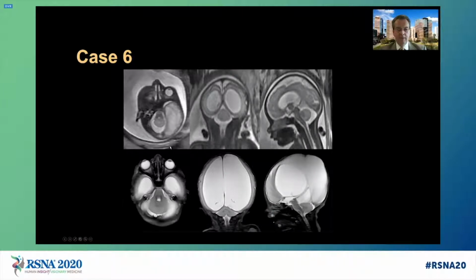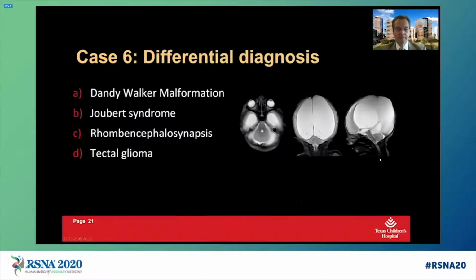High-grade hydrocephalus, a funny-looking cerebellum, or basically it's just one big blob of tissue, and we see gray matter in the midline. So what is this? Is this a Dandy-Walker malformation, a Joubert syndrome, a rhombencephalosynapsis, or a tectal glioma resulting in this high-grade hydrocephalus?